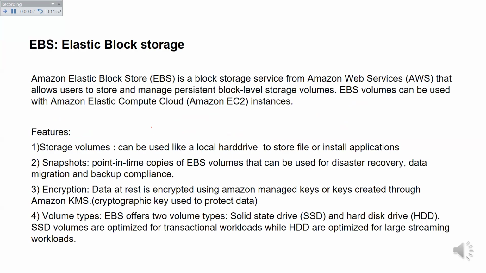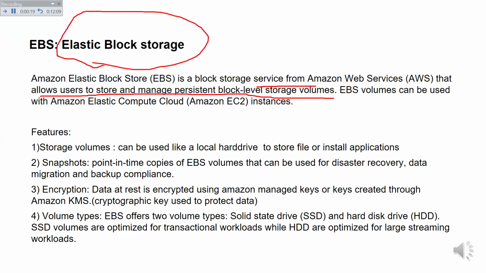What is Elastic Block Storage? Elastic Block Storage is one of the AWS services, provided by AWS itself, and it allows users to store and manage persistent block-level storage volumes. This EBS can be attached to your AWS EC2 machine. And what are the features? It gives you storage volumes that can be used like a local hard drive to store files and installed applications.